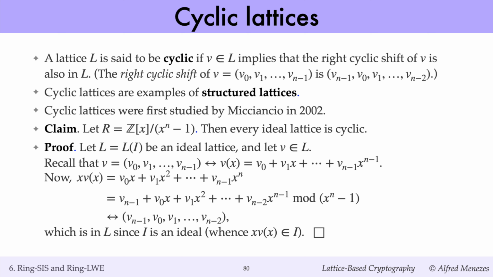Since I is an ideal, it is closed under multiplication by polynomials in R. In particular, it is closed under multiplication by the polynomial x. Thus, x times v is in the ideal, so its vector representation is in the lattice. This proves that L is closed under the operation of right cyclic shifts.